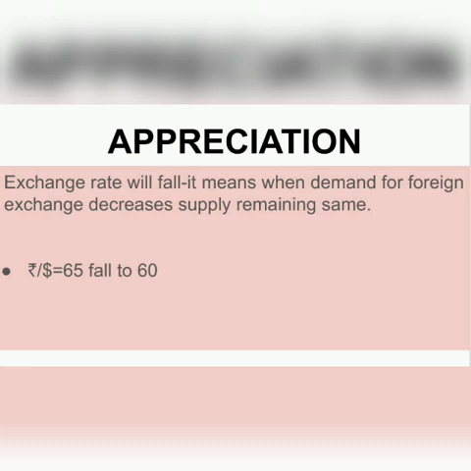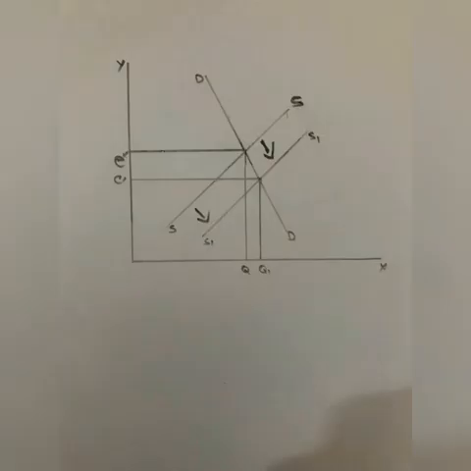We can discuss in a diagram. In this diagram, the equilibrium moves to E dash. Why? Because the supply has increased, and you can see there is only one demand line DD, but the supply has shifted from S to S1, and the quantity shifts to Q1.